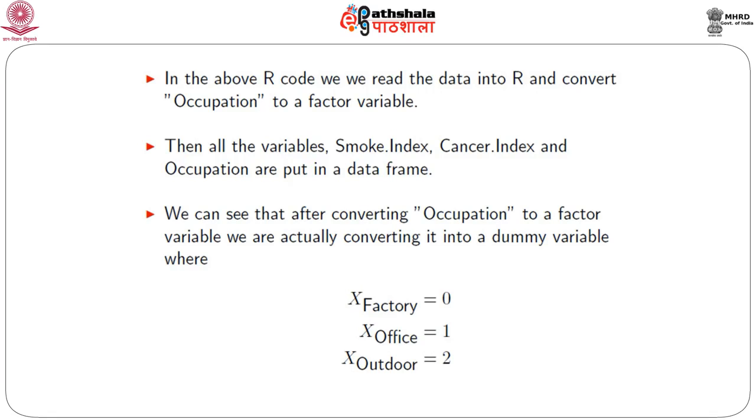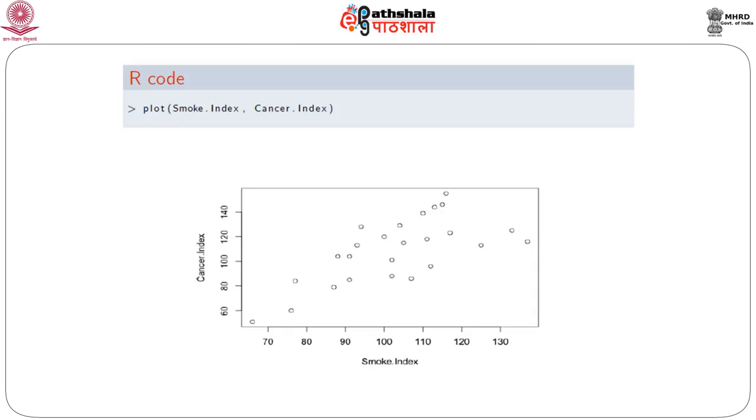So after we convert occupation to a factor variable, what we are actually doing is converting into a dummy variable, where x, which is the categorical variable, takes value 0 when occupation is working at a factory, takes value 1 when the person is working at an office, and 2 when the person is working outdoors. As you can see, factory here is categorized as 0, so this will be used in the future as the baseline. So next we plot the values of smoke against cancer.